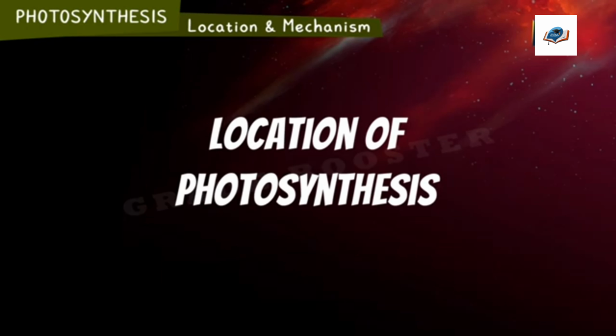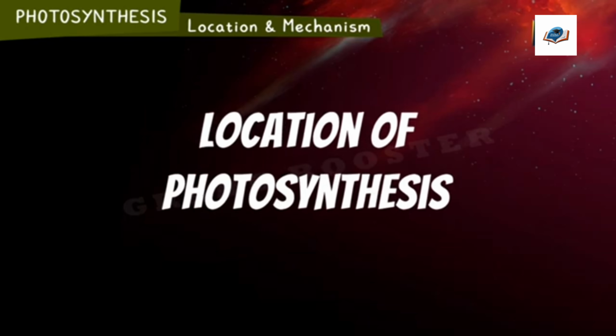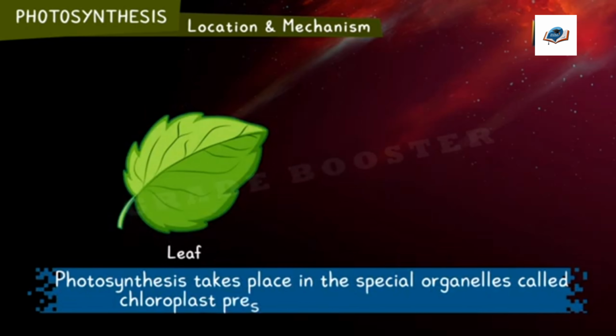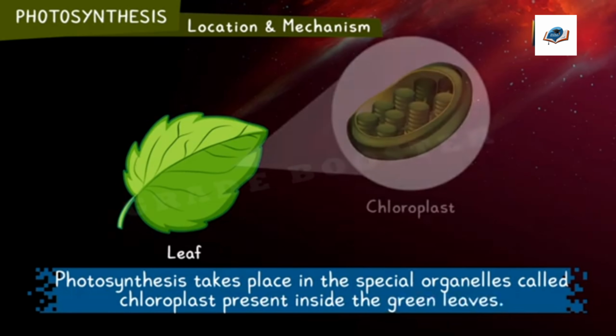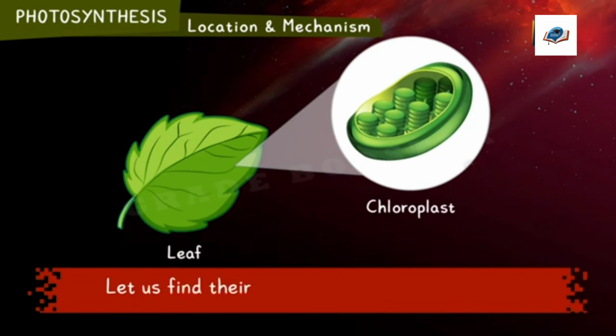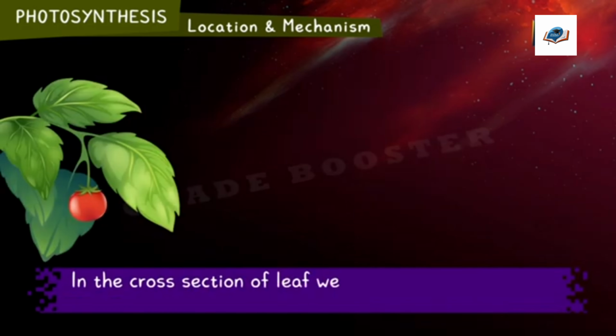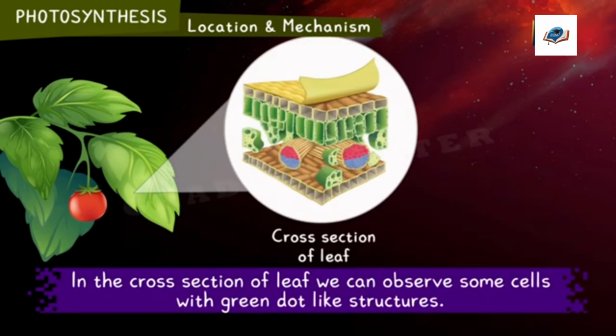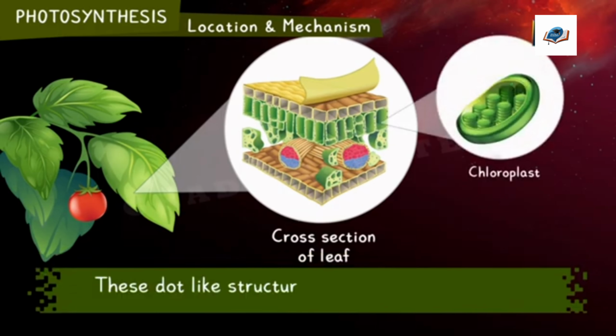Location and mechanism of photosynthesis. Photosynthesis takes place in the special organelles called chloroplasts present inside the green leaves. Let us find their exact location inside the leaf. This is the cross section of the leaf. Here we can observe some cells with green dot-like structures. These green dot-like structures are the chloroplasts.